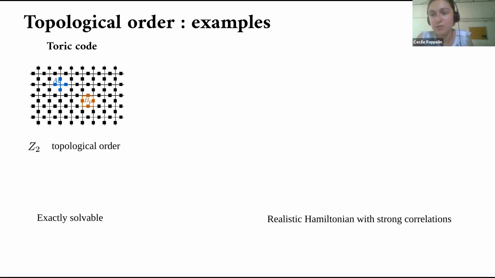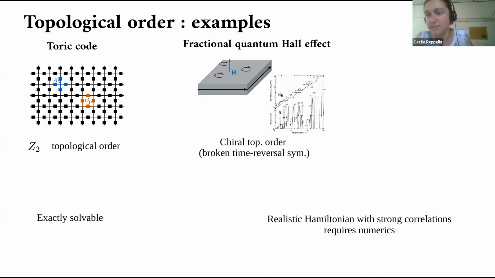If you want a more realistic Hamiltonian that corresponds to a solid material, for example, then you're going to need strong correlation, and for that you're going to need to do numerics. And well, the first example of topological order in an actual, realized system is the fractional quantum Hall effect that we've talked about a lot yesterday. So it arises when you have a strong magnetic field going through a two-dimensional electron gas, and it's characterized by a fractional quantum Hall conductivity. So it's a chiral form of topological order, and it has broken time reversal symmetry because, well, since the Hall conductivity is not zero.